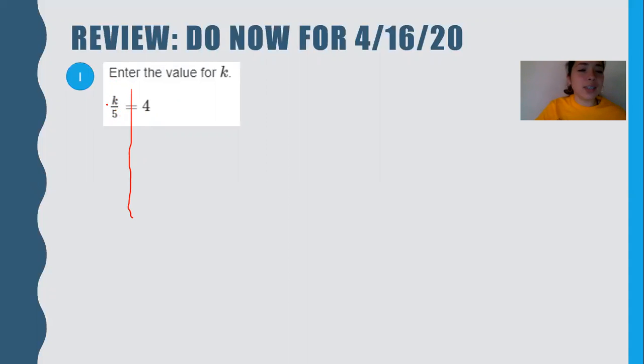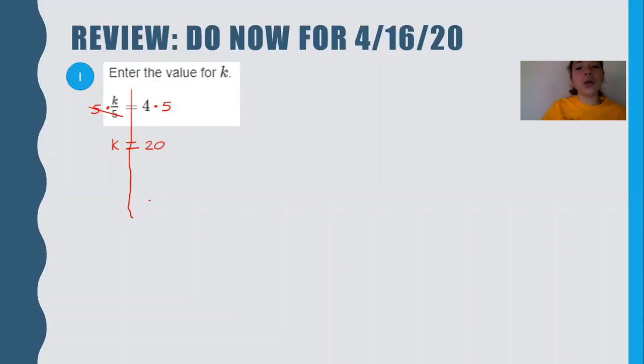So if this is division, it's divide by 5. What's the opposite of dividing? Multiply. Good, you multiply by what? By 5. I heard someone say by 5. You multiply by 5. Whatever you do to one side, you do to the other side. Good. And that leaves you with K is equal to, what's 4 times 5? 20. Good, 20. If you go 5, 10, 15, 20, that's your answer.